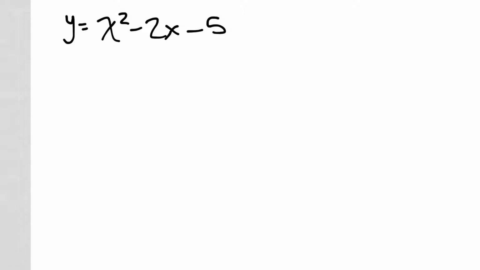So let's get started. Here's our first equation, y equals x squared minus 2x minus 5, and we want to do a bunch of different things to this. We basically want to find out all of the important information and then sketch a graph.